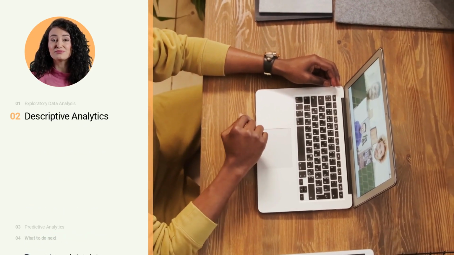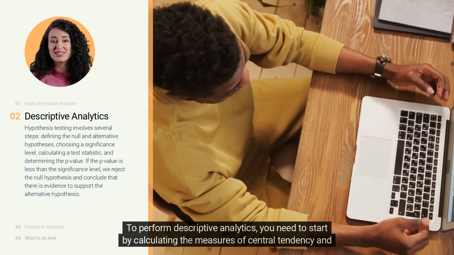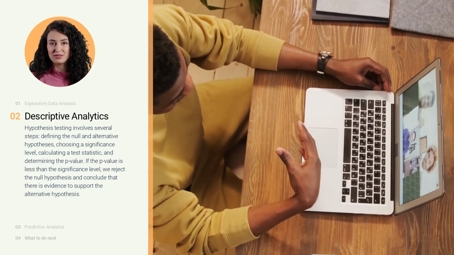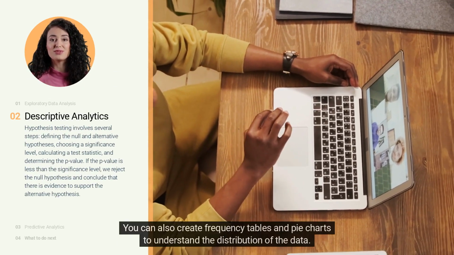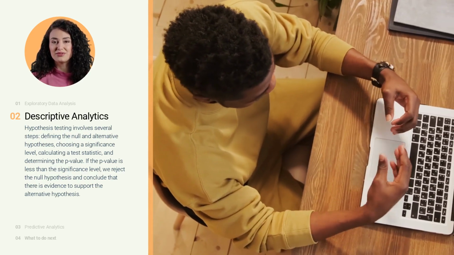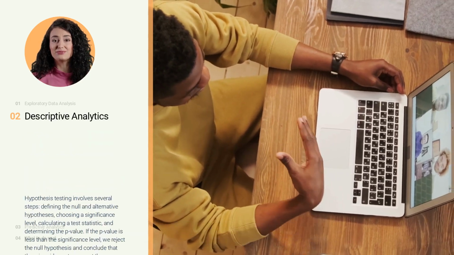the data. To perform descriptive analytics, you need to start by calculating the measures of central tendency and measures of dispersion. You can also create frequency tables and pie charts to understand the distribution of the data. This will help you identify any outliers or anomalies in the data.